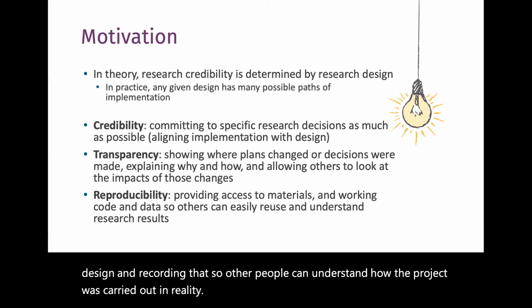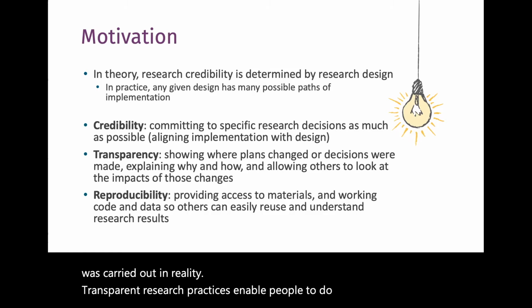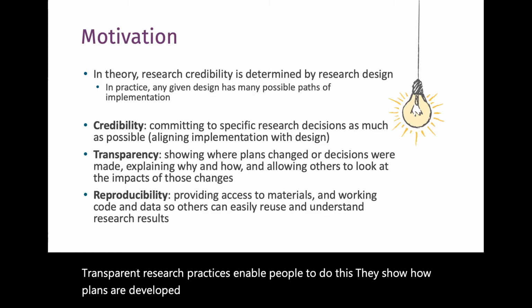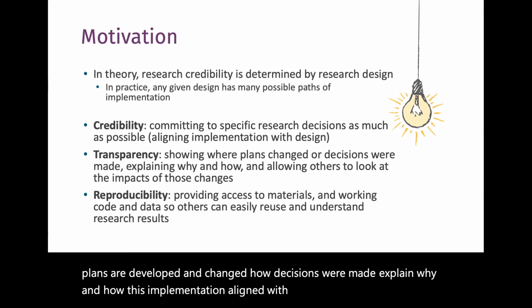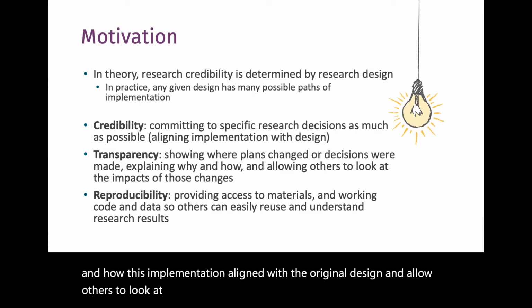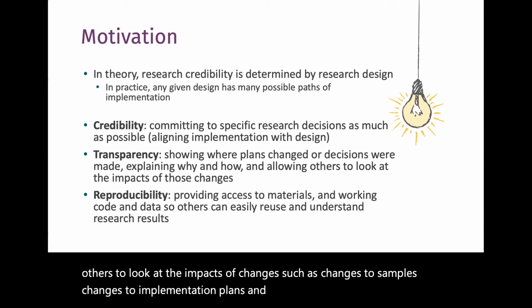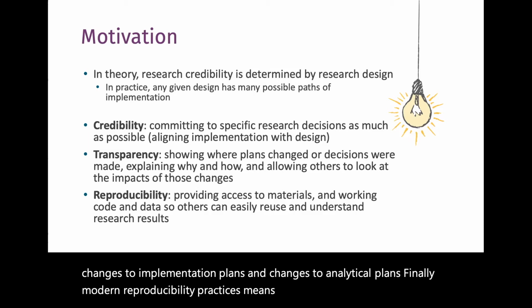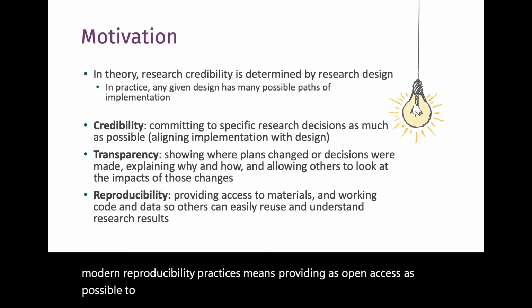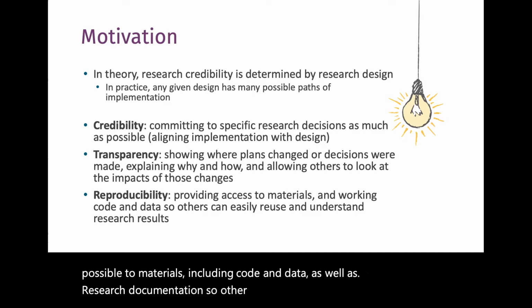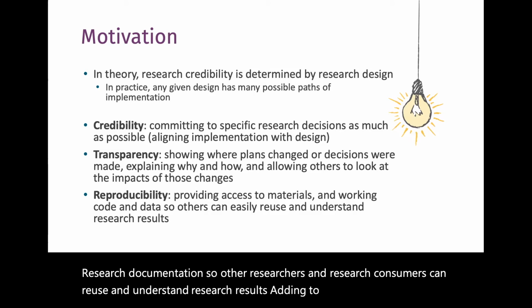Transparent research practices enable people to do this. They show how plans were developed and changed and how decisions were made, explain why and how this implementation aligned with the original design, and allow others to look at the impacts of changes, such as changes to samples, changes to implementation plans, and changes to analytical plans. Finally, modern reproducibility practices means providing as open access as possible to materials, including code and data, as well as research documentation, so other researchers and research consumers can reuse and understand research results, adding to the public good and understanding of your project.